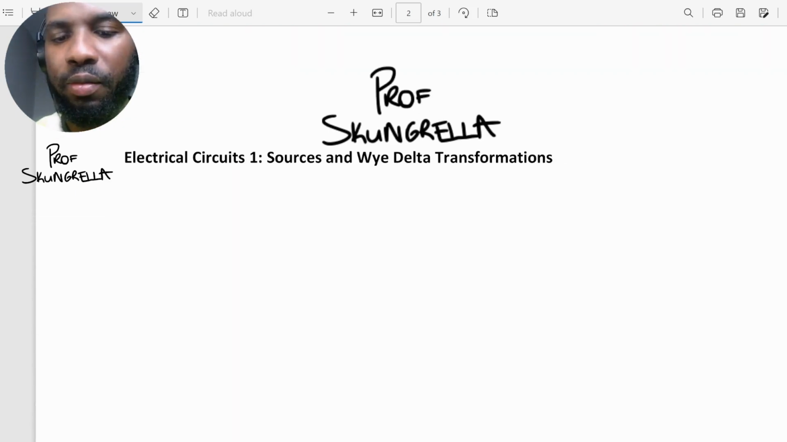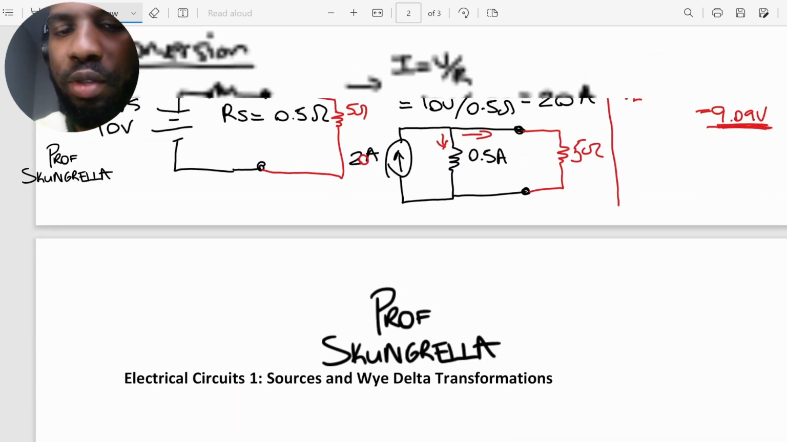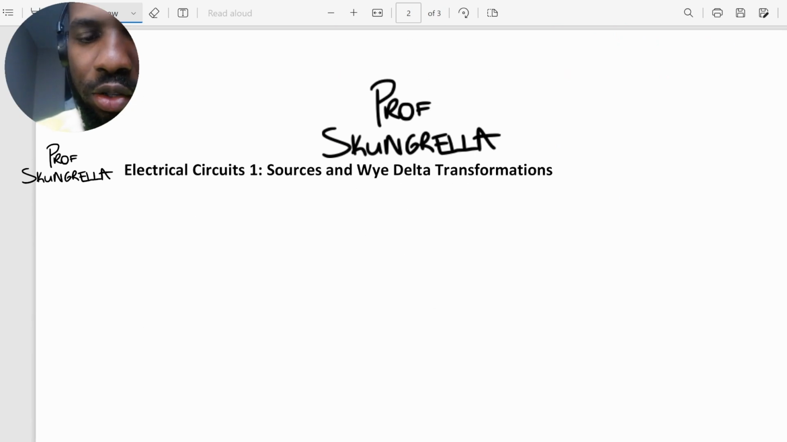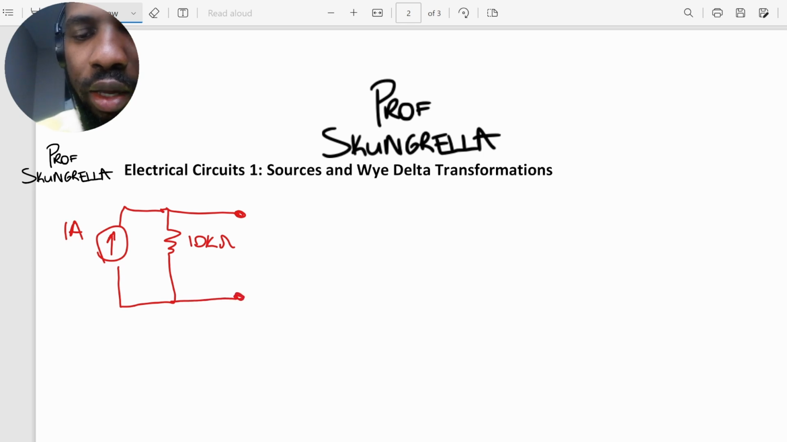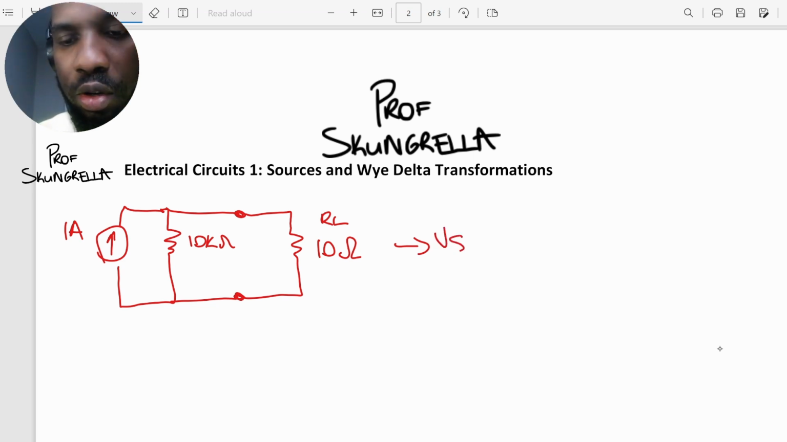Let's do another example. Okay, another example of the source conversion. Say we are given this current source right here, and this current source is applying, let's say, 1 amp. And say our source resistance is 10K. All right, so this is our current source. And say we are told to convert this to a voltage source. And say the load across it is a 10 ohm load. All right, this is our load. And we're told to convert this to a voltage source.